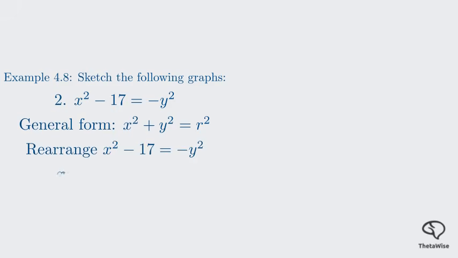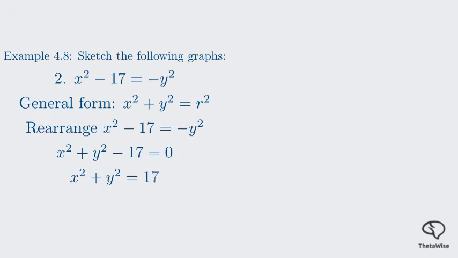Our equation is x squared minus 17 equals negative y squared. To get the y squared term on the same side as the x squared term and make it positive, we can add y squared to both sides. This gives us x squared plus y squared minus 17 equals 0. Now, to get it into the r squared form, we need to isolate the x and y terms. We can do this by adding 17 to both sides.